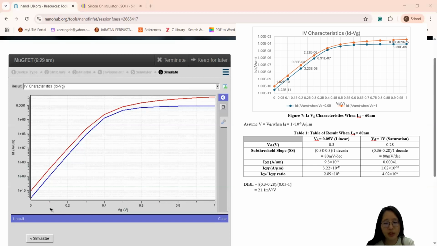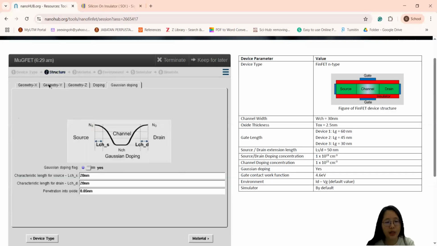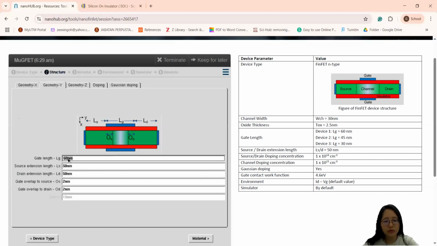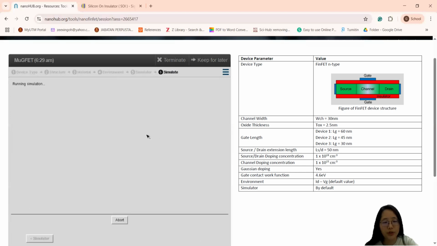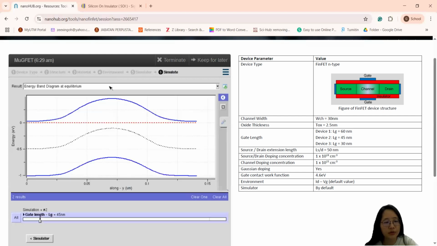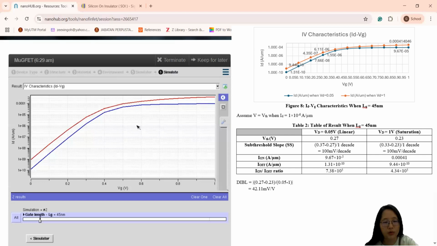Next, I will simulate the 45 nm gate length. Here, I will change the structure geometry Y to 45 nanometer. Others will remain the same. For now, I will get the new IV characteristic. This one is the IV characteristic for gate length equal to 45 nm.